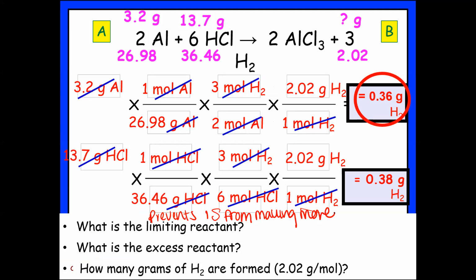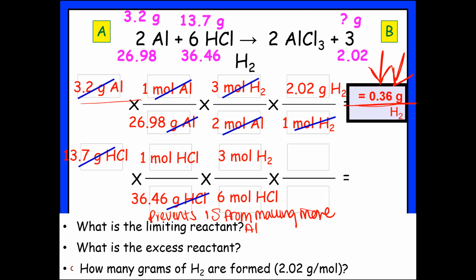So the one that's gonna be the limiting one is going to be aluminum, because once we run out of aluminum, we can't make any more. And it's the one that makes less. So the one that makes less is going to be the limiting reactant, so it's gonna be aluminum. I don't really understand that part. I thought it was HCl. Yeah, the HCl is going to be the excess.